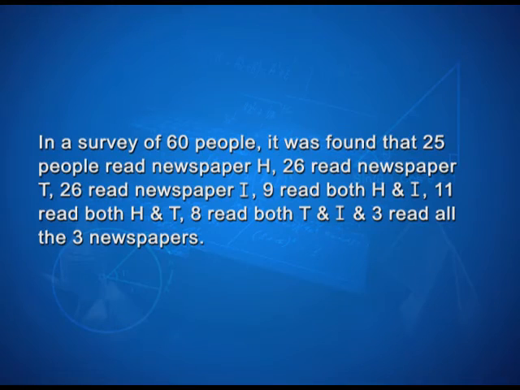In a survey of 60 people, it was found that 25 people read newspaper H, 26 read newspaper T, 26 read newspaper I, 9 read both H and I, 11 read both H and T, 8 read both T and I, and 3 read all the 3 newspapers. Let's convert this information into the form of a Venn diagram and try to answer some questions.